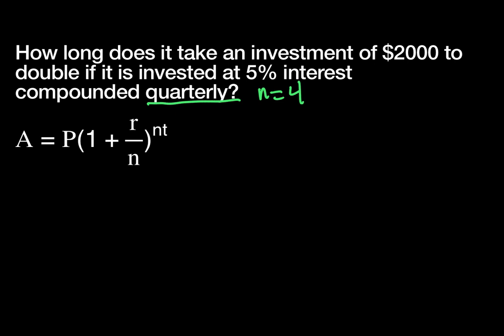R is still the rate, 5%, but I need to write it as a decimal because all the other numbers are decimal numbers. I have an initial investment of $2,000. That's my principal. And it asks, how long does it take an investment of $2,000 to double? So that means my ending amount will be $4,000. That's my desired amount.